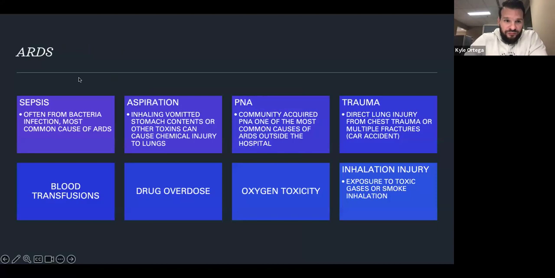Some etiology and mostly epidemiology, or sorry, epidemiology. I can't even say that word right. It's late. I'm tired. Sepsis is the most common. Aspiration, PNA or pneumonia, trauma, blood transfusion, drug overdoses, oxygen toxicity, and inhalation injury.